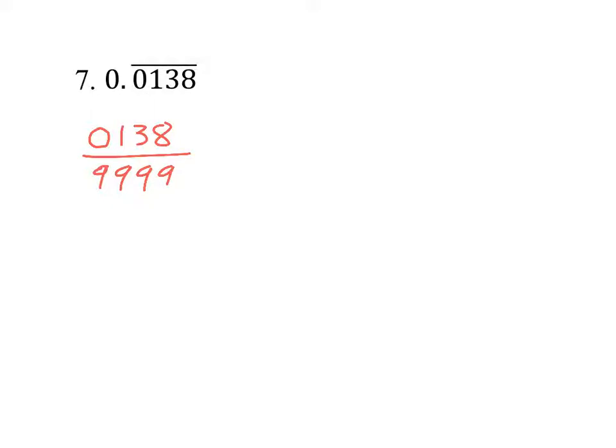2 doesn't go into both. 3 does go into both, because if you add up the digits of 138, that adds up to 12. 3 goes into 12, so 3 will go into 138. Alright, bottom is easy to divide by 3. The top is 46. Alright, I think that's reduced.